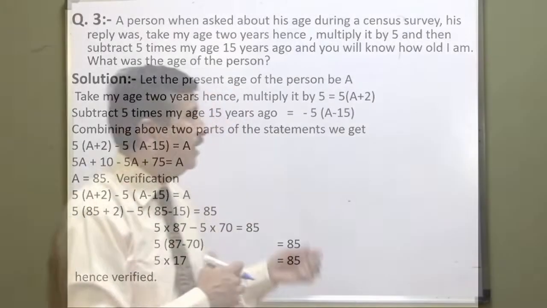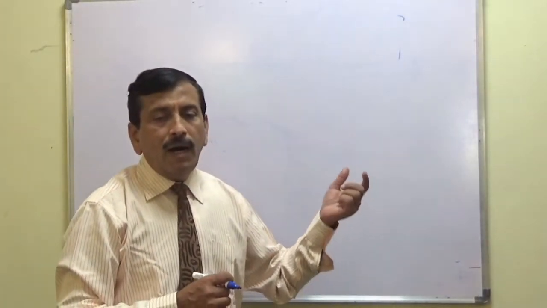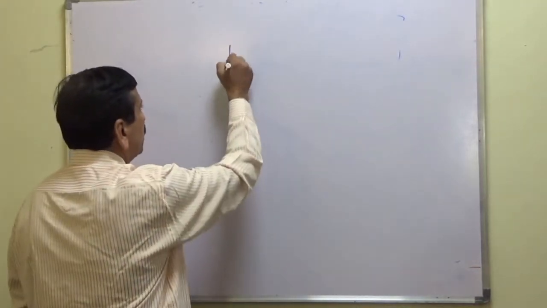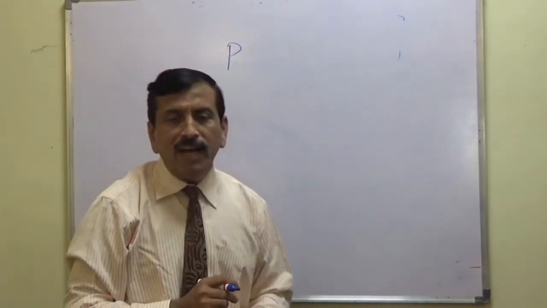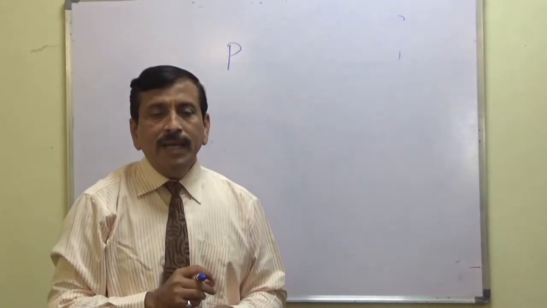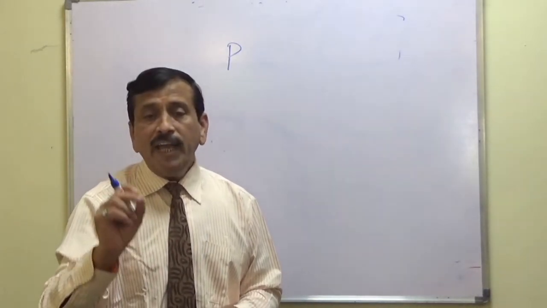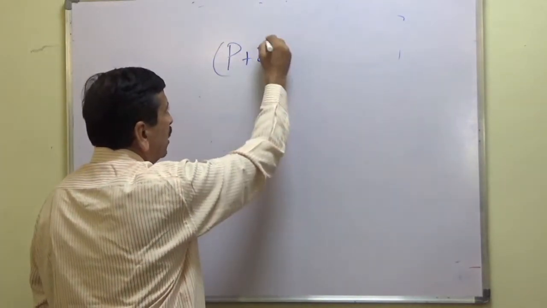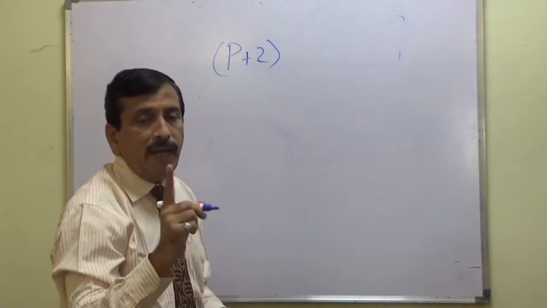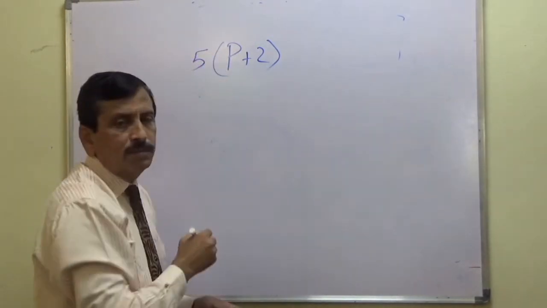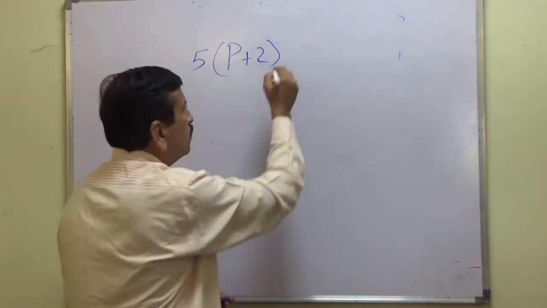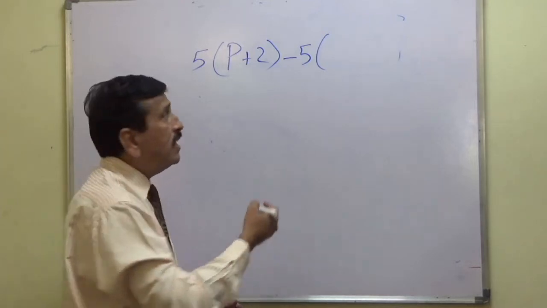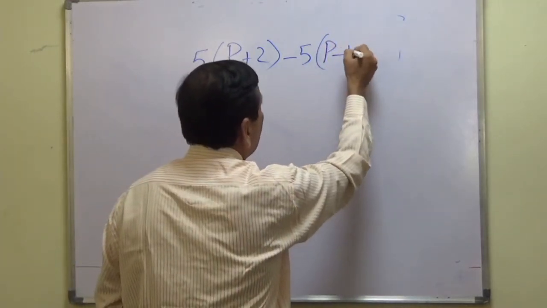Let's see the solution. Look here. What was the age of the person? Let's say the age of the person be P. A person when asked about his age during census survey, his reply was, take my age 2 years hence. So current age is P. So 2 years hence the age will be P plus 2. Multiply it by 5. Then subtract 5 times my age 15 years ago.